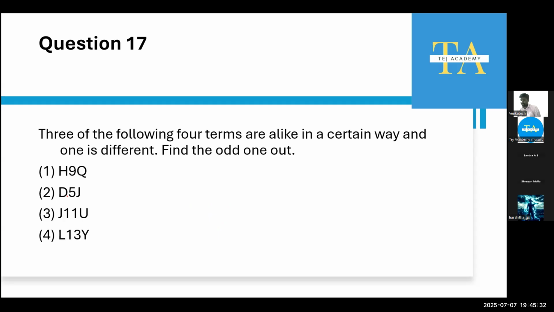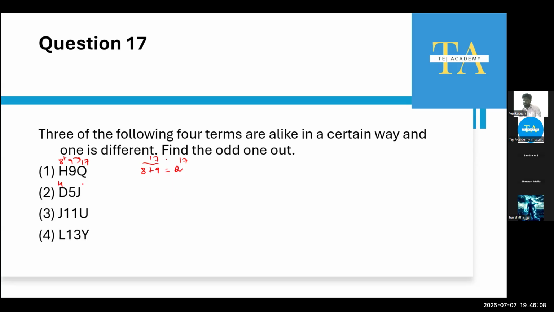Next one, the 17th question. Question number 17. 3 of the following 4 terms are alike in a certain way and one is different. Find out the odd one out. So here one is different. You identify that odd one out. H's place value is 8 and Q's place value is 17, and 9. So 8 plus 9, how much? 17, we will get the third number. So H, 8 plus 9 is equal to Q. That is 17. Together the sum is 17.